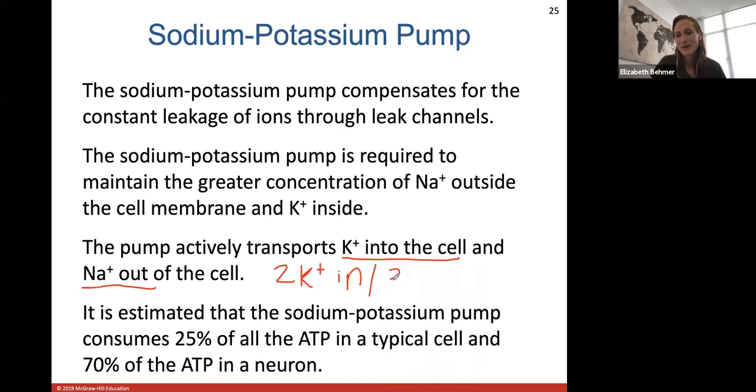I think there's a typing function. So 2 potassium in and 3 sodium out. So what this channel does is it basically takes 3 sodium inside the cell, 2 potassium, and it just switches them at the same time, but it uses energy.